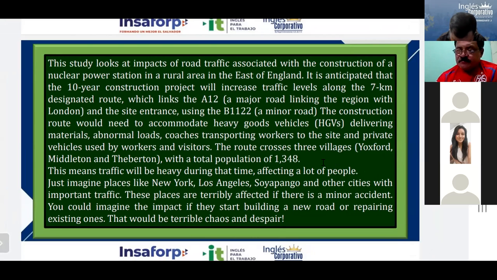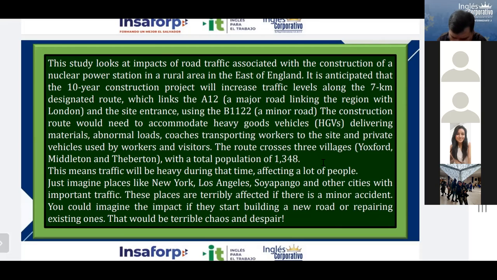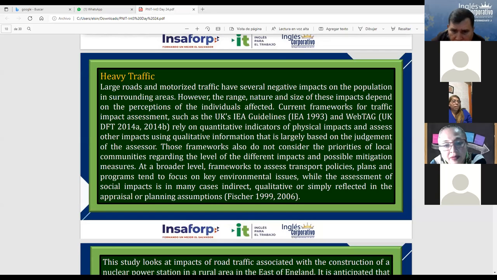Okay. This study looks at impact of road traffic associated with a construction of a nuclear power station in a rural area in the east of England. It is anticipated that the 10-year construction project will increase traffic levels along the 7 kilometers designated route. The different impacts and possible mitigation measures.